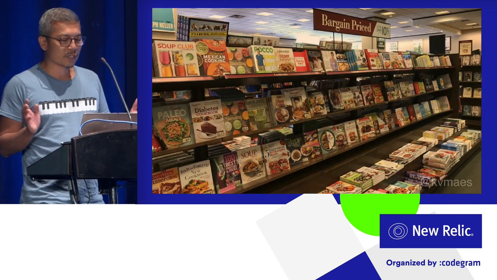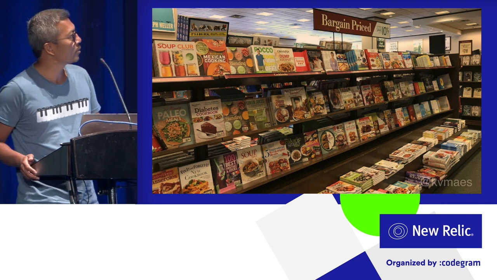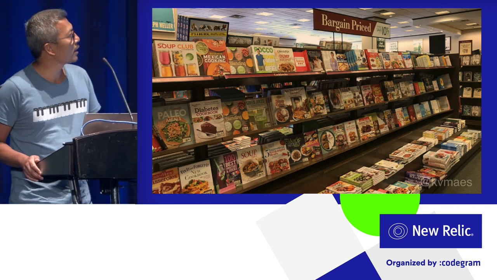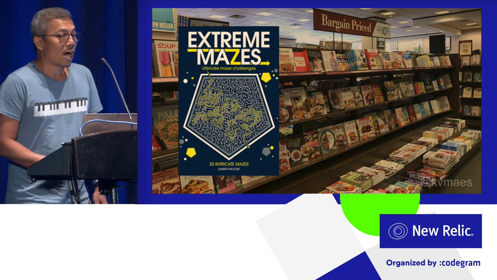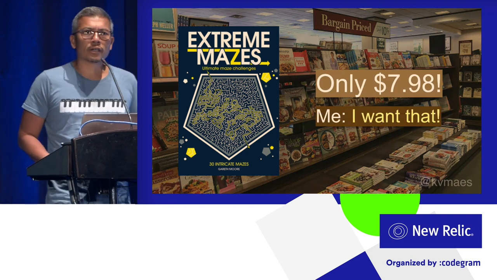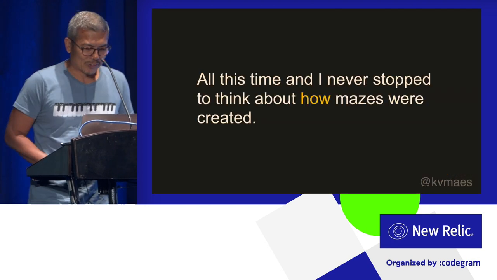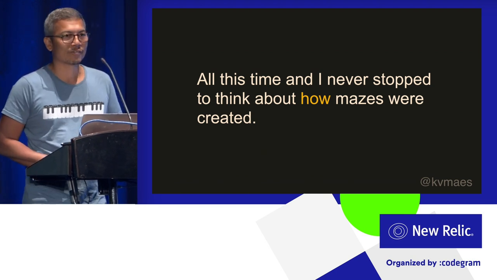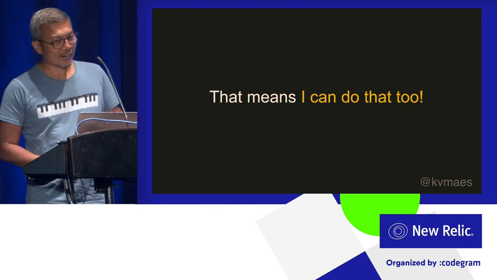Okay, so my story starts a few weeks ago, a typical Saturday. I'm taking my daughter to Barnes & Noble, and she wants me to read 10 different versions of Frozen to her, and then we split up, and I go to the bargain books, and I see this interesting book called Extreme Mazes. So, of course, I'm like, oh, it's only $7.98, I gotta get this book. But I recently started adopting minimalism, so then I was like, no, just leave. Don't do that. All this time, though, I never really stopped to think about how mazes were created in the first place, right? Then it dawned on me, maybe they're using computers, and if they're using computers, then I can do that too.